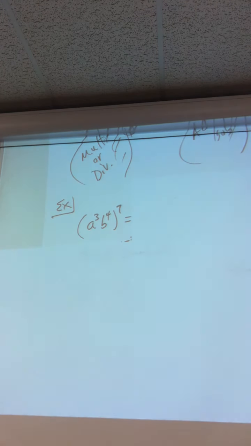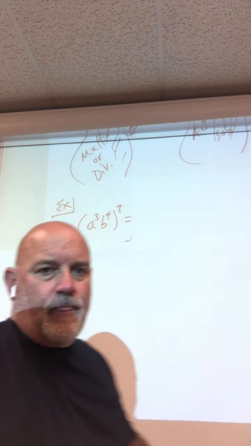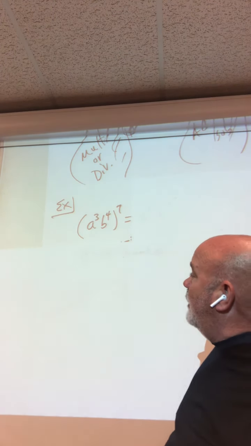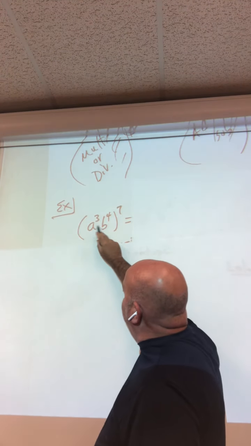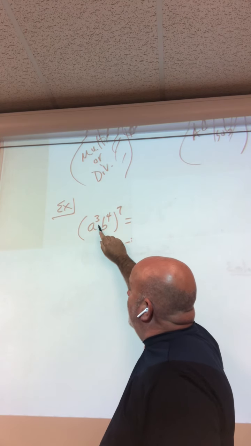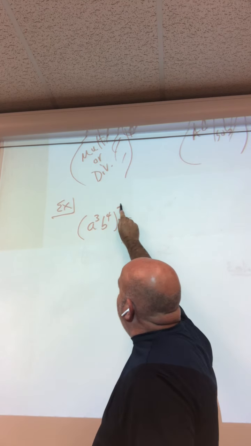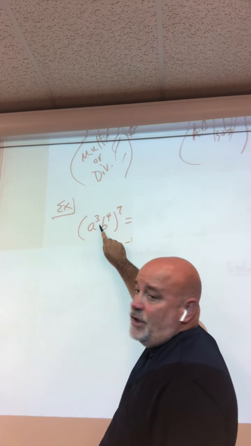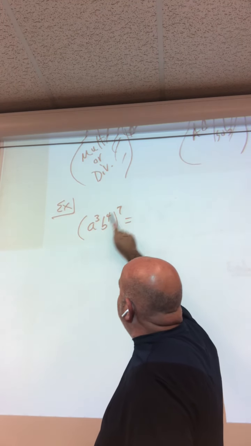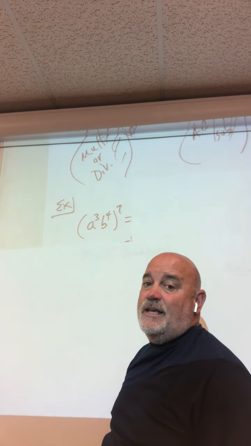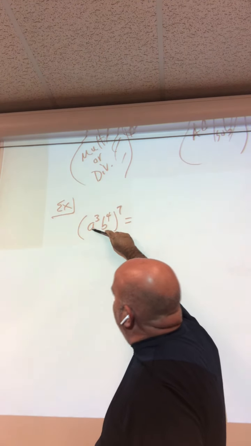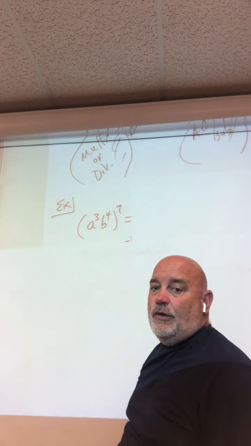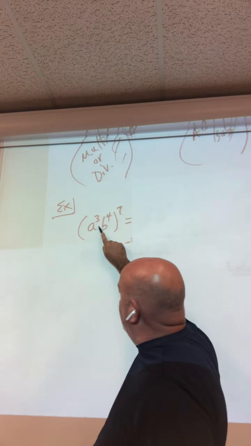Let's look at this example right here. So we've got A to the third times B to the fourth, all to the seventh. First, you can't do anything here. You're multiplying, but you have an outside power. Since you are multiplying, you can apply this outside power to these two terms separately. So you can do B to the fourth to the seventh and A to the third to the seventh. You can do it separately because I'm multiplying right here.